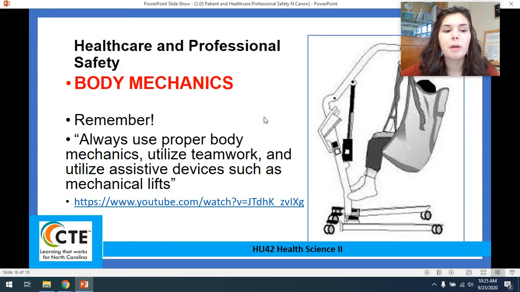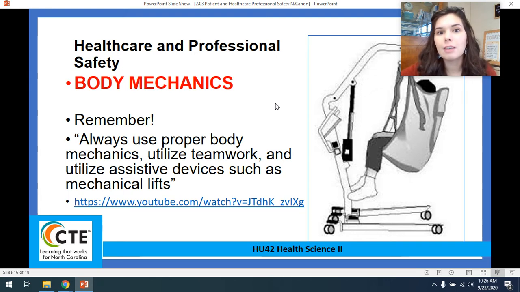Remember, always use proper body mechanics, utilize teamwork, and utilize assistive devices such as mechanical lifts. Some facilities have mechanical lifts and some do not. The facility I worked at did not have mechanical lifts. I believe if you're in an assisted living facility, you were not supposed to have them, but in most skilled nursing facilities, they do have mechanical lifts that look like this image here. Those are really helpful because they can help you lift patients who are not able to help themselves.